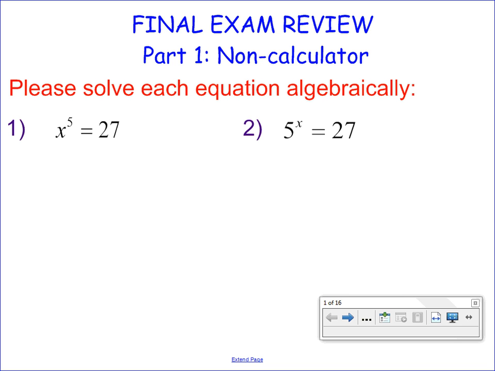So number 1, overall, looks like a power function. We know we can solve power functions by, well, undoing the exponent. How do we undo a fifth power? Raise both sides to the reciprocal exponent. And so to undo a fifth power, we would raise both sides to the 1/5 power, the reciprocal exponent.